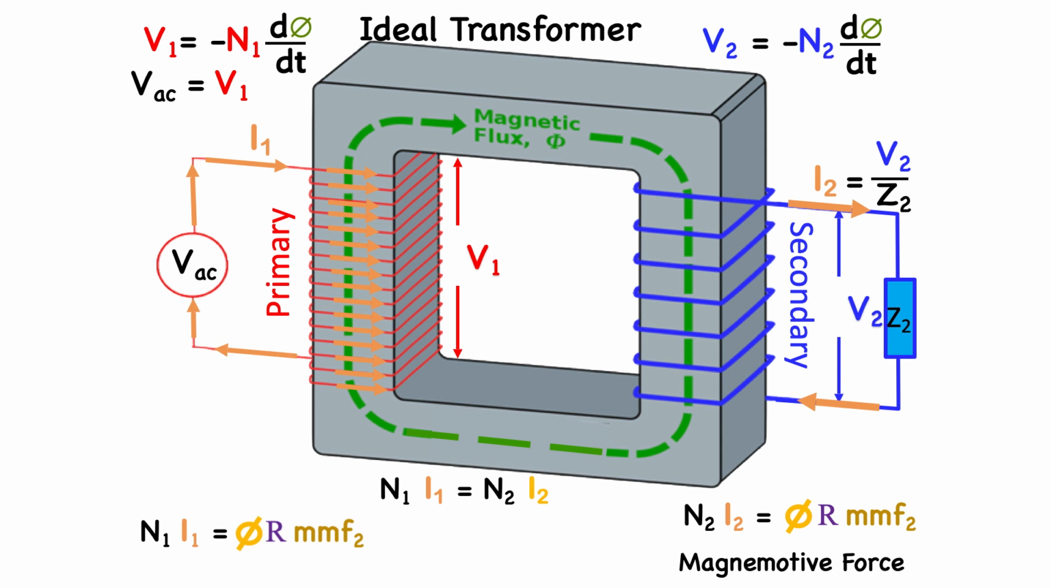We can now express the turns ratio N1 to N2 in terms of the primary and secondary currents. That is, the turns ratio is equal to I2/I1. That is, of course, if we are loading the transformer and there is current flowing in the secondary side.